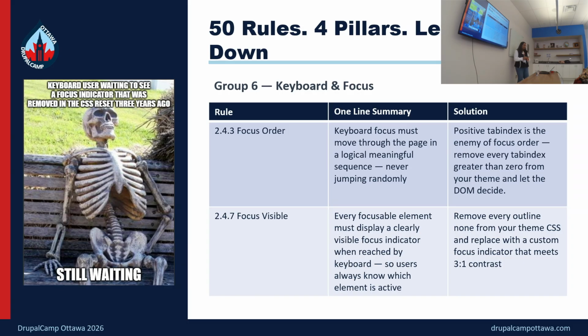Moving on to the next one, that is 2.4.7, focus visible. Every focusable element must display a clearly visible focus indicator. You are not supposed to remove the outline CSS or set it to null, because that creates a problem. We are not able to see where we are focused right now. And also we need to meet the contrast ratio of 3:1 for that indicator. You can either add a border or box shadow to make sure that it is visible.